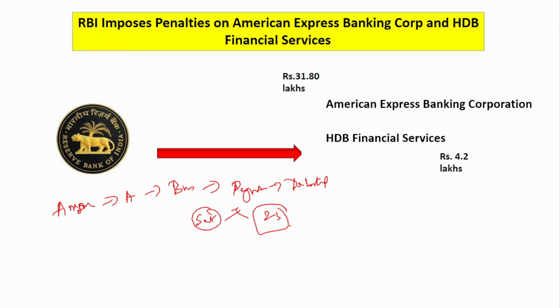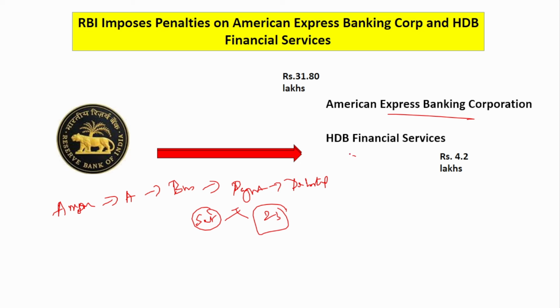So this, if you see, is a credit from the American Express Banking Corporation that they have failed to do. Similarly, this refund and various failed transaction credits, they have failed to give to the people. That is why this penalty of 31.8 lakhs was imposed on them.